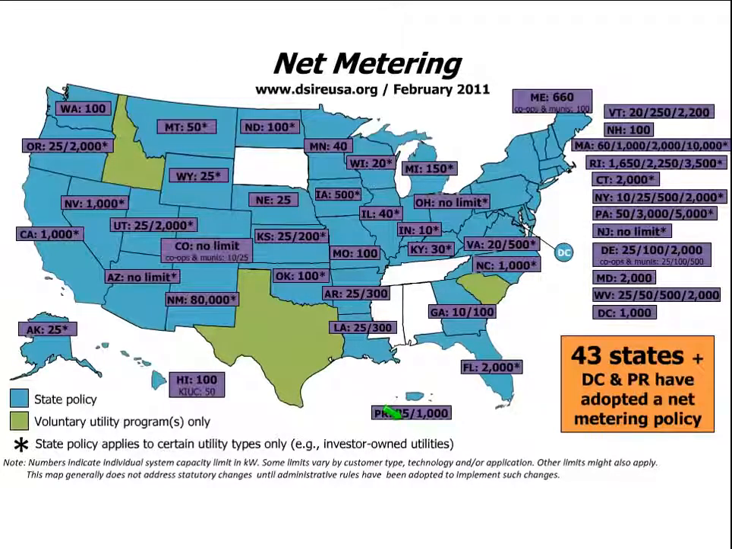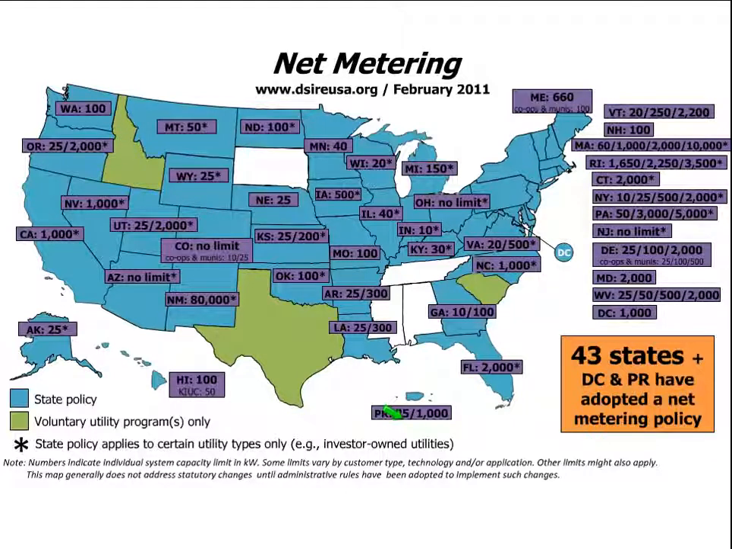Here's a bunch of states that have net metering policies. You can see that only a small number don't have net metering policies. South Dakota, Tennessee, Alabama, Georgia are really the only, or actually that's Alabama and Mississippi, don't have net metering policies. Every other state has some type of net metering policy, and you can see the numbers.